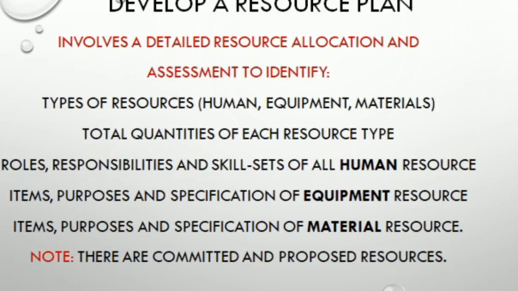Also, you identify the equipment that is peculiar to the job that you are going to be performing. So you identify the equipment that will be needed in the course of that project, as well as the materials. You also identify them. Then they say there are committed and proposed resources. Committed resources are the resources that are available for the project at the moment, while the proposed resources are those resources that are promised to be delivered in the course of the project.